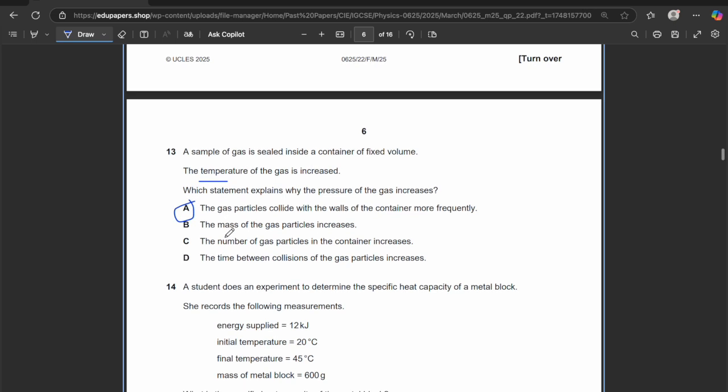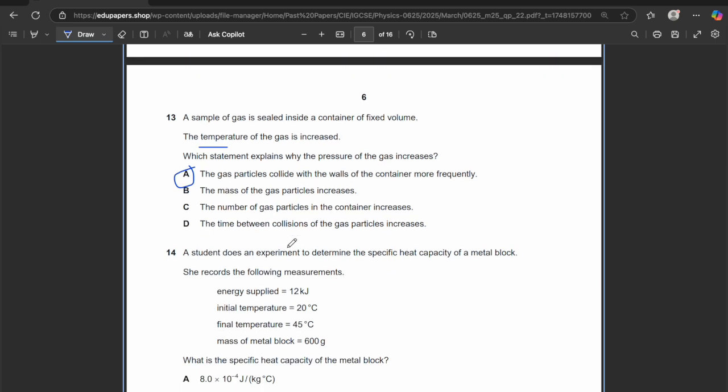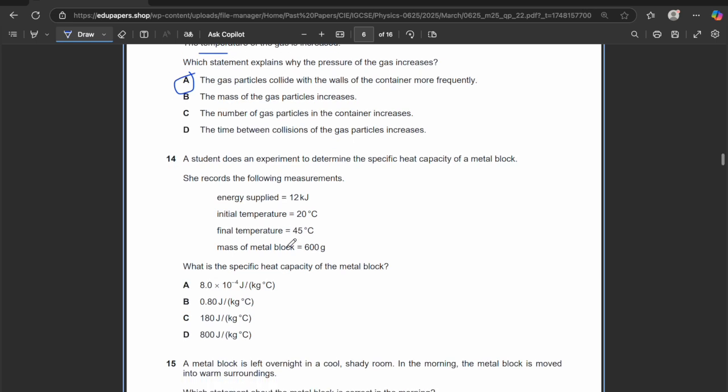And for B, mass cannot increase just randomly, and mass and number can't do that. And the time between collisions of the gas particles increases. Well, that just means it's got slower, and the pressure doesn't really depend on the collisions between the particles themselves, but with the wall of the container. So that's irrelevant.